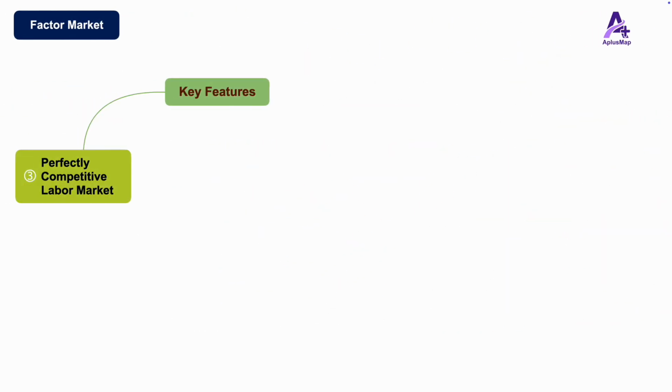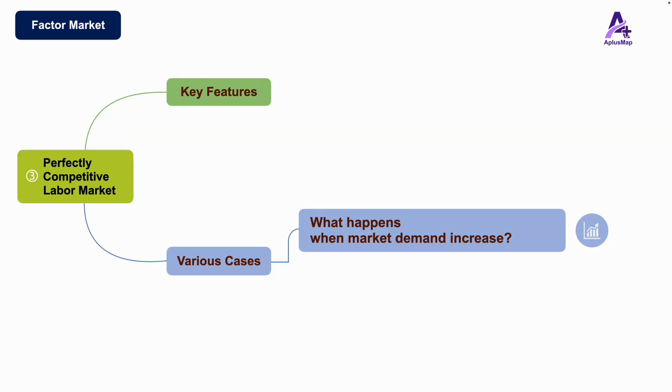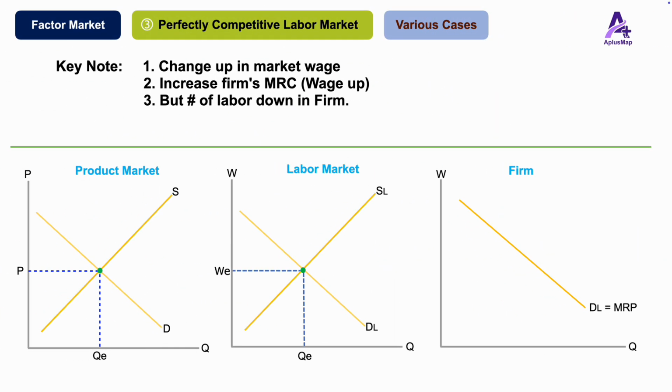Now let's get dynamic. These are the scenarios that really test your understanding, the things to try for the exam. What happens when things change? Let's take case 1. Market demand for the product increases. Right, this is a classic. So case 1, market demand for the product increases.